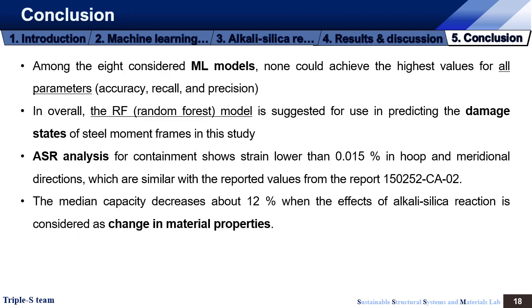So finally, we come to the conclusion. Among the 8 considered machine learning models, none could achieve the highest values for all parameters, but overall, the random forest model is suggested for predicting the damage states of steel moment frames in this study. The ASR analysis for the containment shows strain lower than 0.015% in both hoop and meridional directions, which is similar to the reported value for the containment structure in the Seabrook plant. And the median capacity decreases about 12% when the effects of the alkali-silica reaction are considered as a change in material properties.